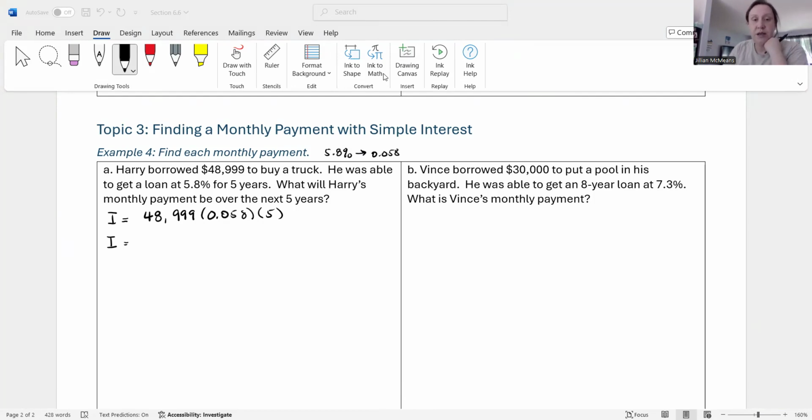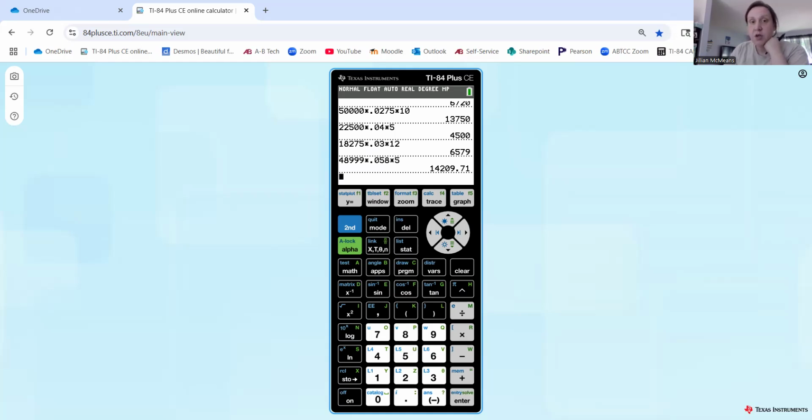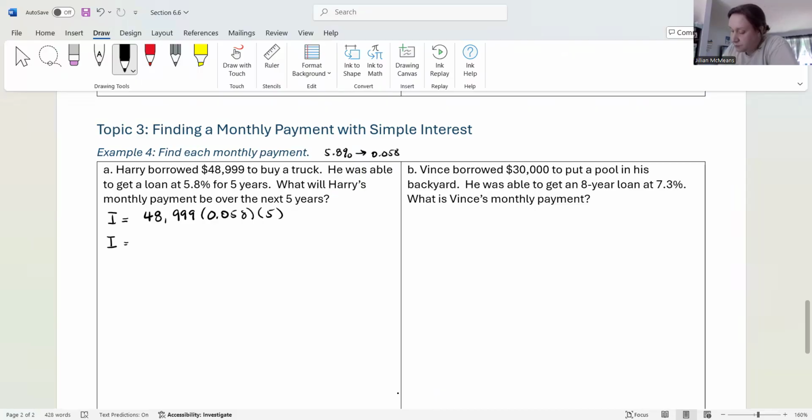Okay, so we had $48,999 was the principal amount that Harry borrowed for this truck. His interest rate was 5.8, so 0.058, and he ended up getting a 5-year loan, so times 5. So at the end of 5 years, Harry will have paid an additional $14,209.71 in interest, okay? So this is just the interest that Harry's going to owe in addition to the principal amount he borrowed.